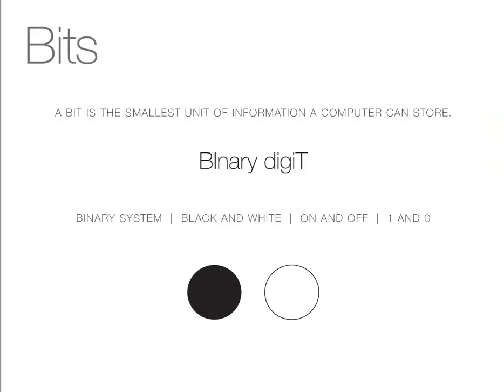We're going to talk about bits and vector and raster information. A bit is the smallest unit of information that a computer can store. The word comes from combining binary digit together. All computers, as you know, use a binary system. They only understand zeros and ones. The 0 and 1 can also equate to black and white or on and off.